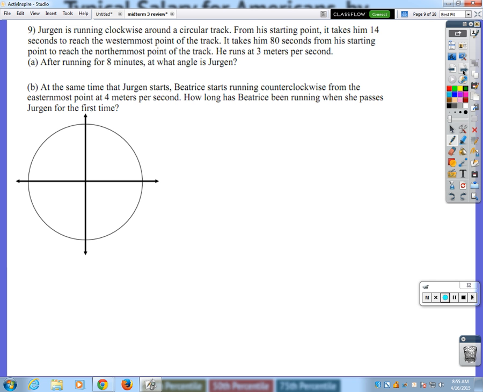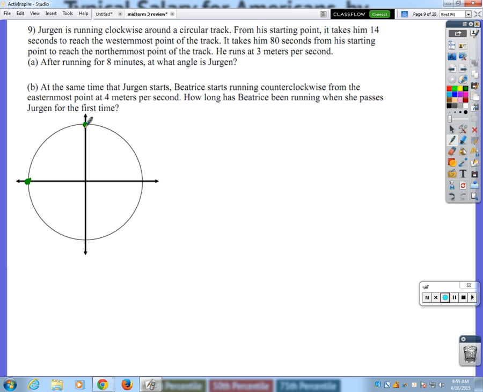All right. So Jurgen is running clockwise around the circular track once again. From his starting point, it takes him 14 seconds to reach the westernmost part of the track. So it's going to take him 14 seconds to get to right there. It takes him 80 seconds from his starting point to reach the northernmost part of the track.